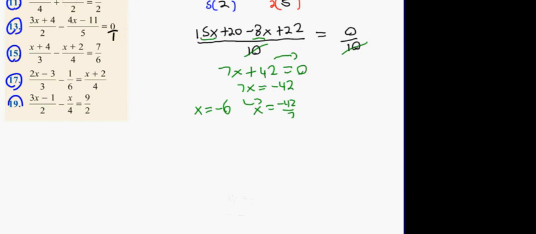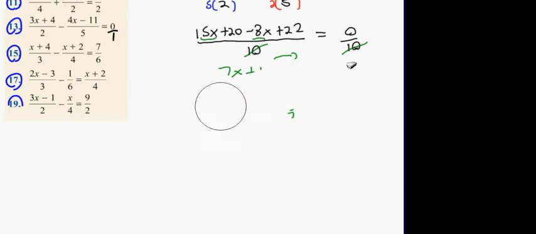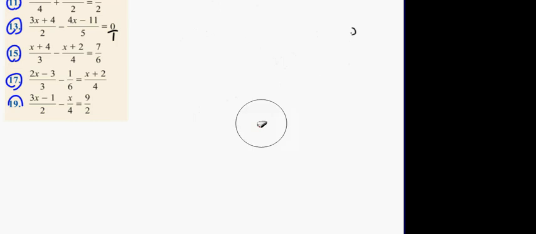Which one has the biggest denominator? 6. Sorry, number 19, sorry. Oh, sorry, excuse me. I'm doing 17, not 19, because 19 is already done. Sorry, go again. Which one's the biggest denominator in 17? 6. Alright, does 4 divide into 6? No. So, what about 12?